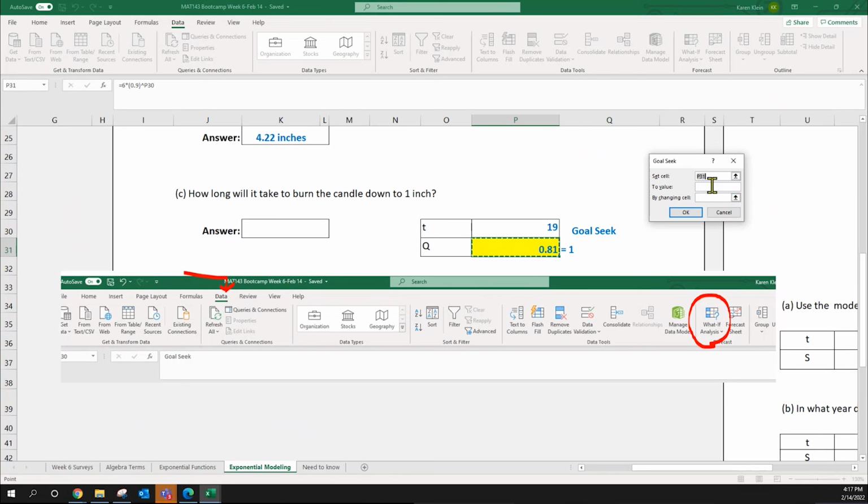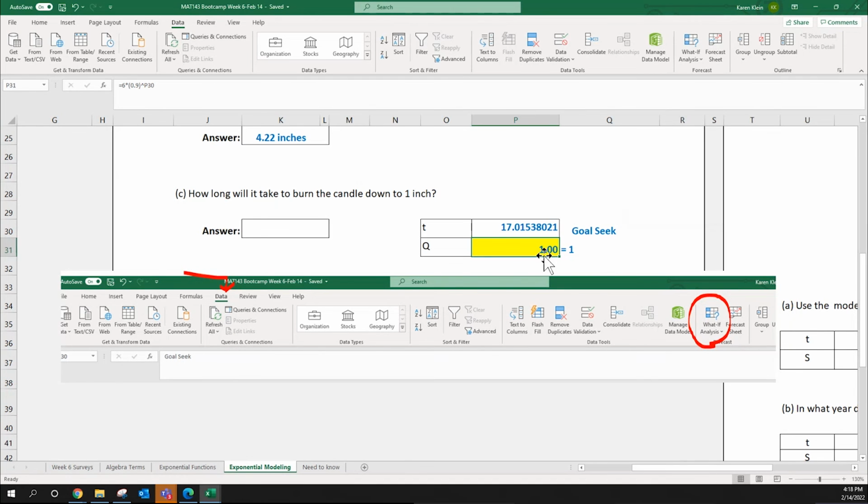Now, this will only work if you have your equation already programmed in that particular cell, and I do. I have the formula sitting in there. So we want to change this cell and manipulate it until it turns into the value 1. That's what we're trying to find. And it's going to do that by selecting this as input. Right now I have that set at 19, but it doesn't matter because Excel, when I hit OK, you'll notice that the value starts changing until it gets the right value equal to 1. So what we did was called goal seek.